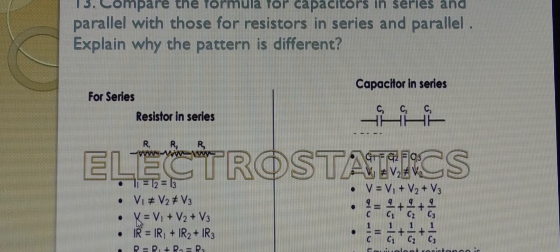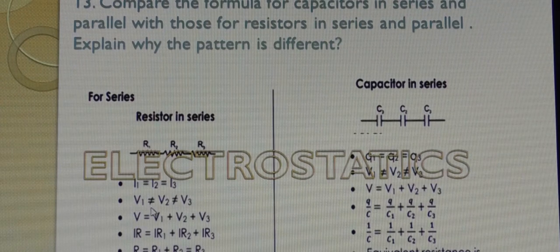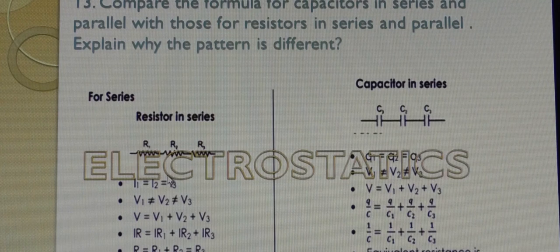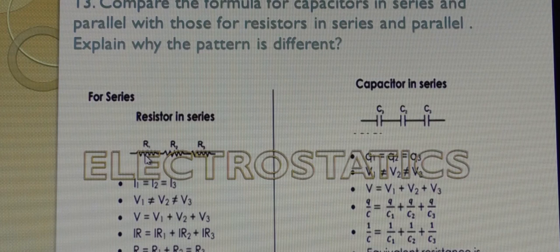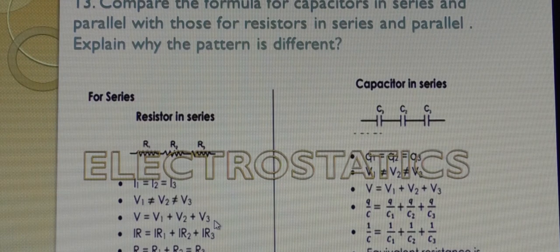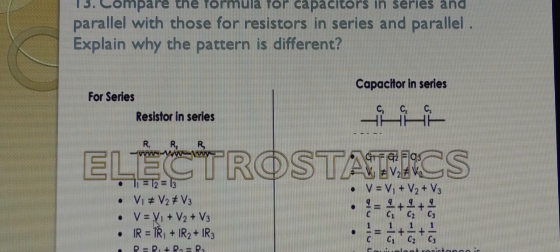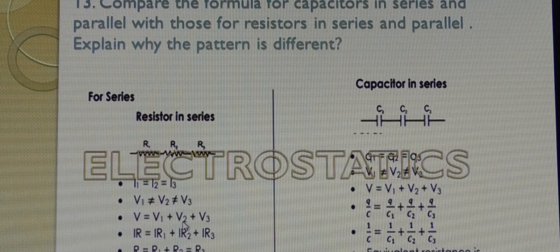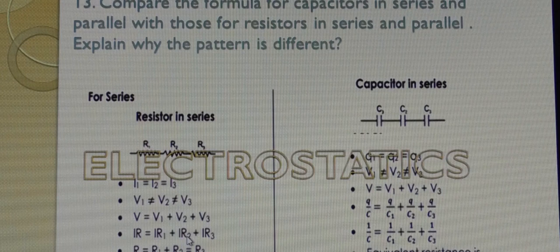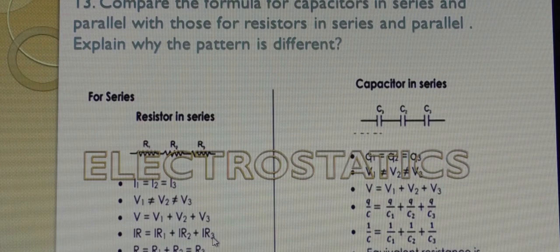From Ohm's law we all know that V is equal to IR, and V, the voltage of the power supply coming from the battery, is V equal to V1, the voltage drop across R1, plus V2 plus V3. We write down this equation. From Ohm's law, V is equal to IR. So what would be V1? V1 would be equal to I into R1. V2 would be equal to I into R2. And V3 would be equal to I into R3.